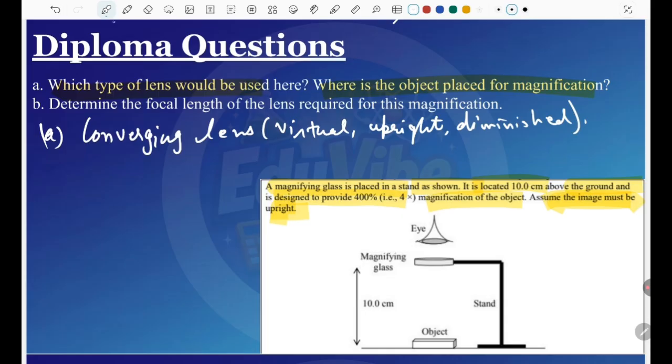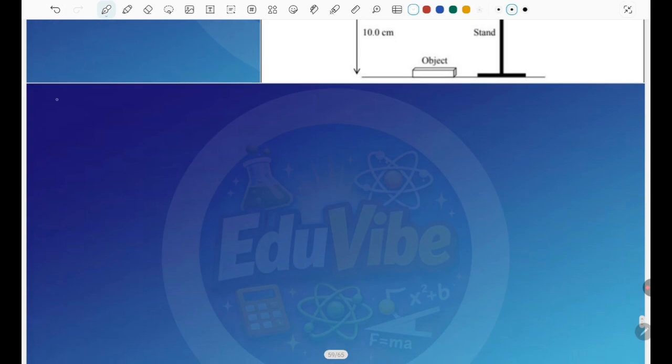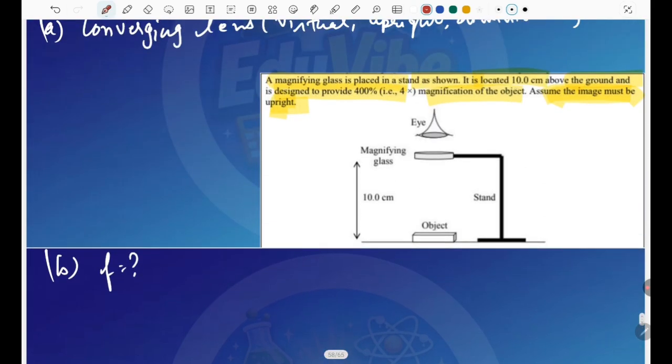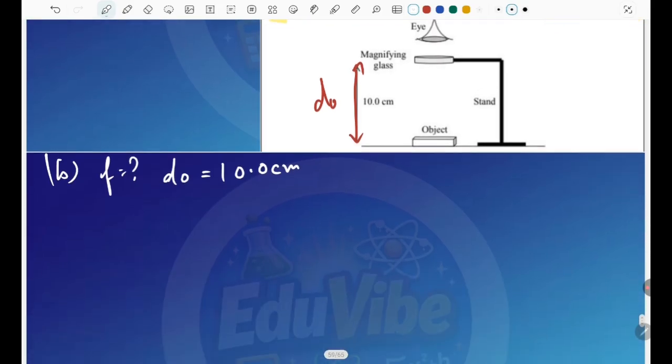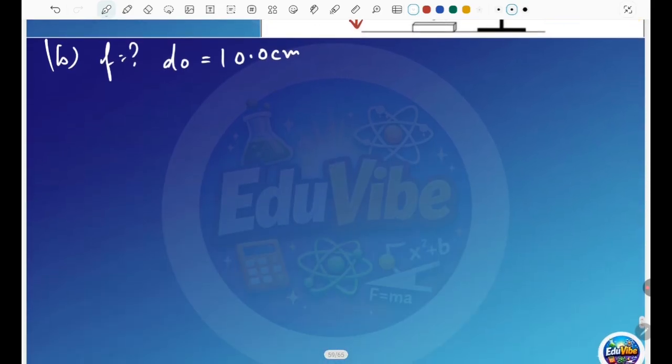And for the B part, you find the focal length. So for the focal length, you've been given that this is 10.0 centimeters above the ground. This lens is above the 10 centimeters, which is the DO. This is the DO if you state it as a mirror. So you have been given the DO in this. So DO is 10.0 centimeters. You know the magnification, this gives us some kind of magnification.